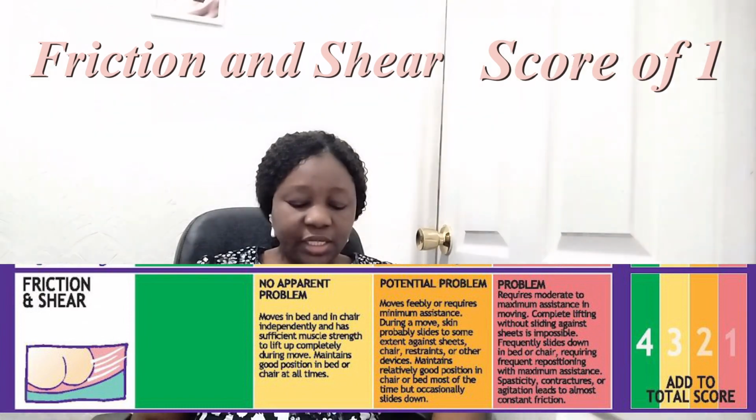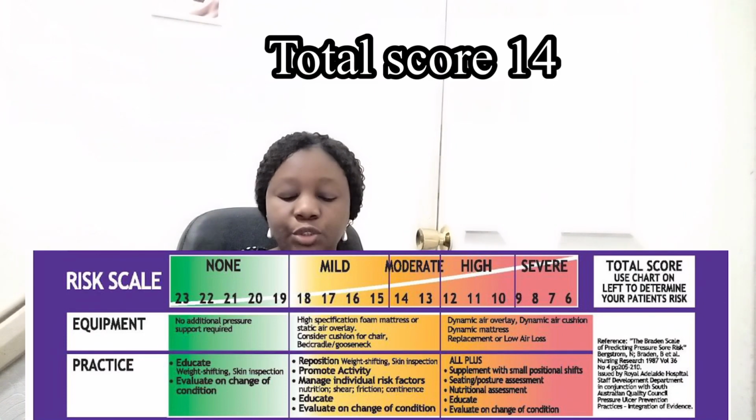So with this, it gives us a total score of 14, meaning that Mrs. Jones has a Braden Pressure Ulcer Risk score of 14. And that is the end of this scenario.